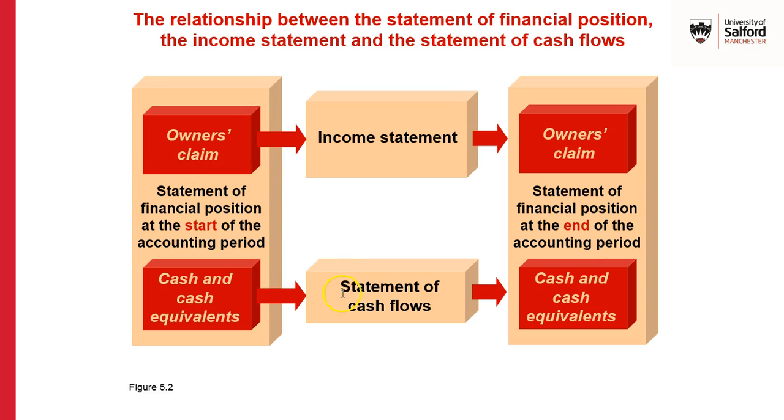This is the role of the statement about cash, which is a statement of cash flows. We have the owner's claim, the statement of financial position, at the start and the end of a period. The income statement, we know, measures the change in the owner's claim, a profit being an increase in the owner's claim on the business. The profit is owed to the owner, and the statement of cash flows is a record that accounts for the changes in cash holdings of a business.